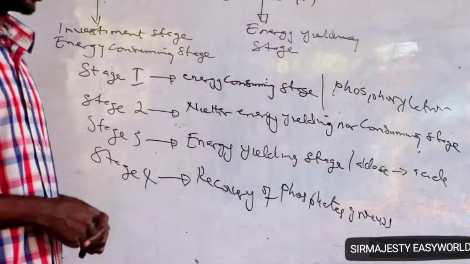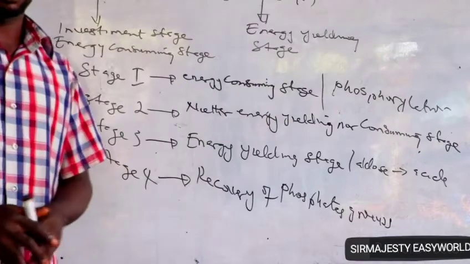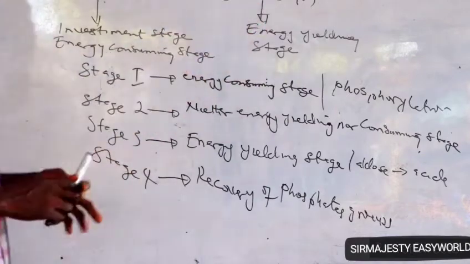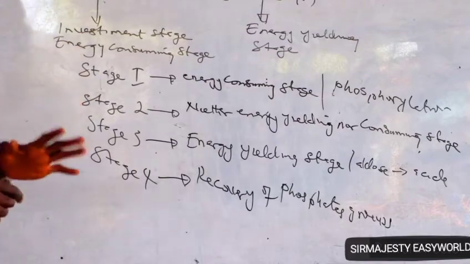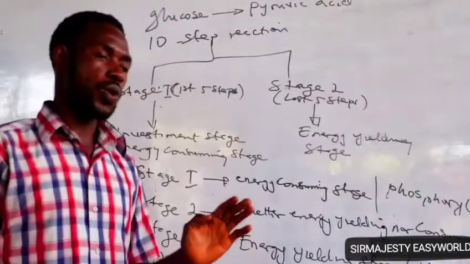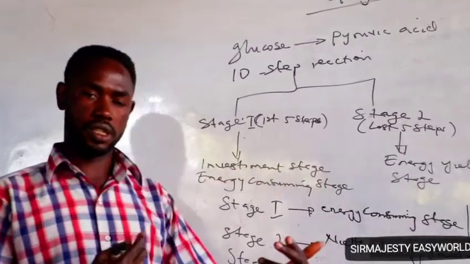Or some authority can simply divide it into 2 stages. The energy yielding stage, which is the last stage, and the energy consuming stage, which is the first 5 steps. Glycolysis is a kind of business whereby you invest an ATP and get more of the ATP.